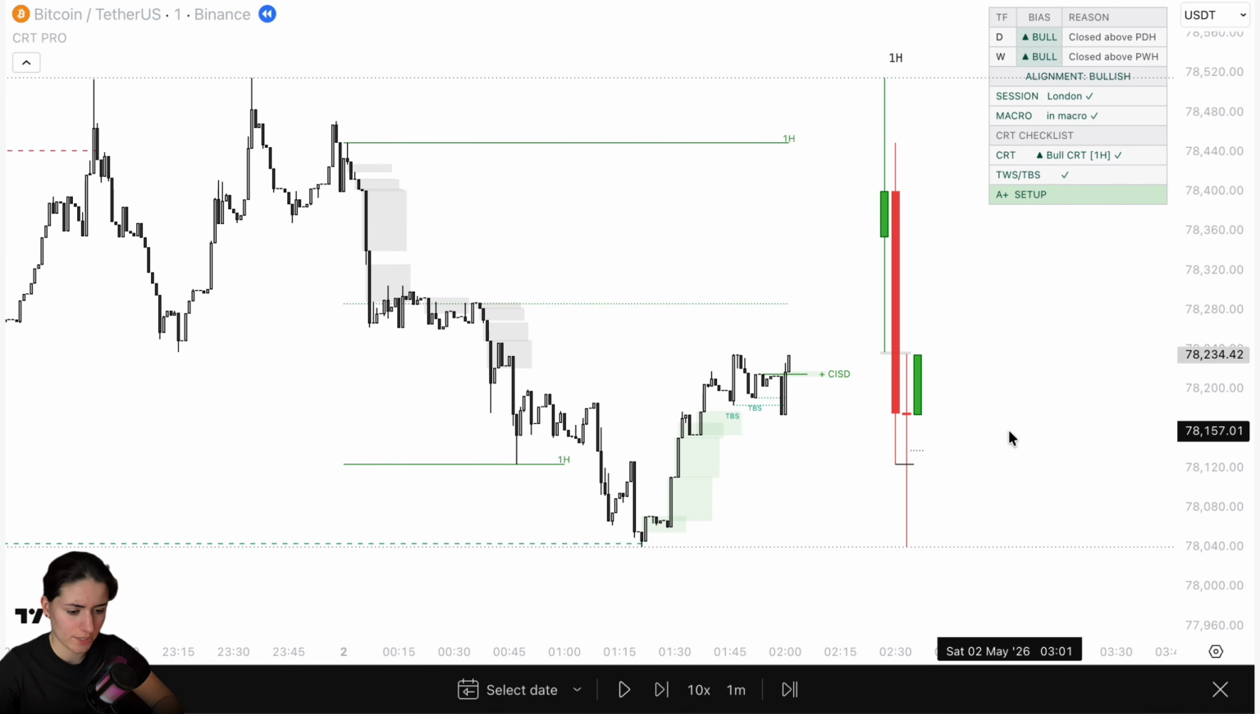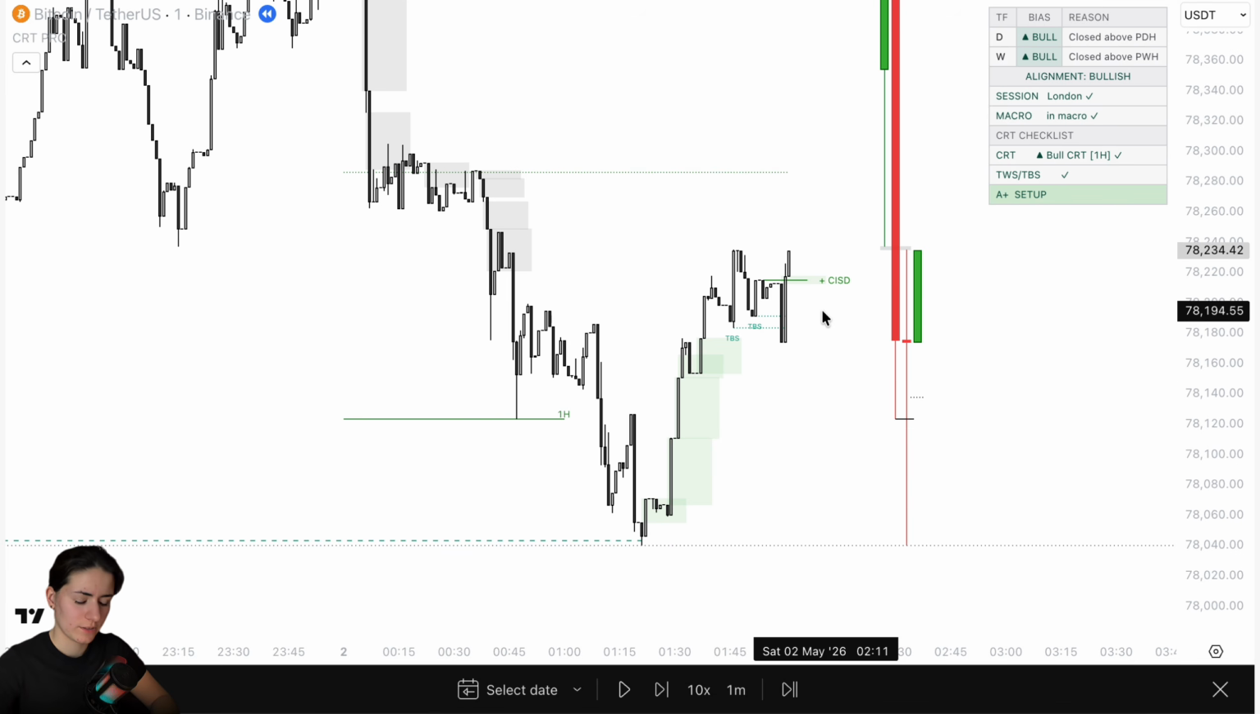As you can see, a CRT formed during the London session. Already a good start because London is one of our kill zones. Now pay attention to the bias table. Both biases are showing bullish. That alone tells us we have strong potential here because the high time frame direction agrees with what we are seeing on the chart.